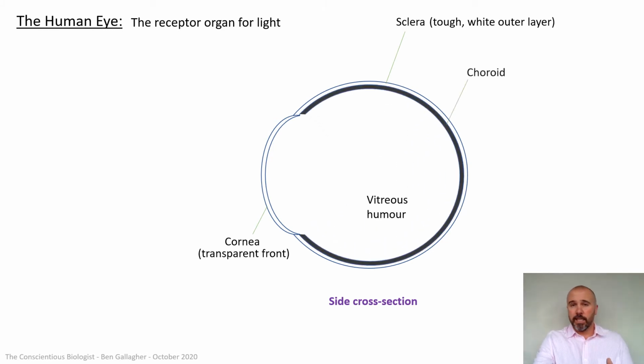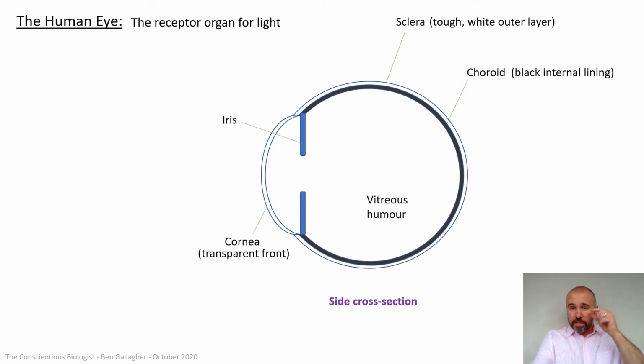Now, lining the inside of the sclera, you've got a dark black layer called the choroid. It's black to prevent internal reflection of light. Otherwise, light would come in through the front of your eye and bounce around everywhere if it was white. By being black, it can absorb that light, stop it bouncing around to create multiple stimuli.